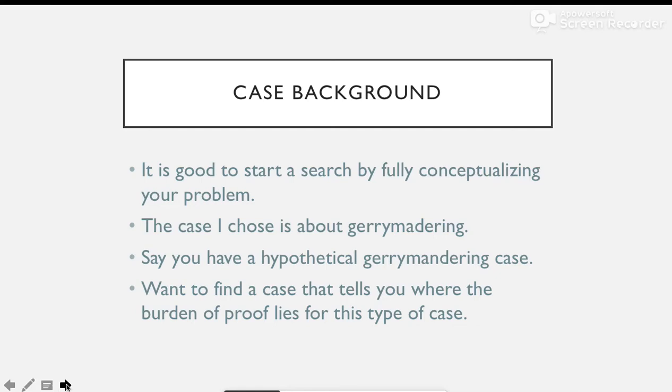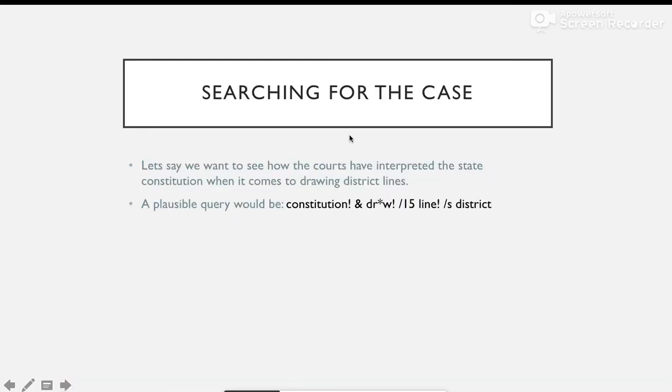So if you were to say you have a hypothetical gerrymandering case, and you want to find who the burden of proof is on, and what burden of proof exists to prove a case of gerrymandering, you would want to look for the case that we're citing, and this is how you would look for that sort of case. So, searching for the case. Let's say you want to see how the courts interpreted state constitution when it comes to drawing district lines. A good query we could use here is this one we have lined out.